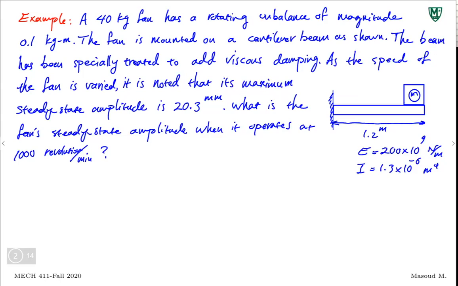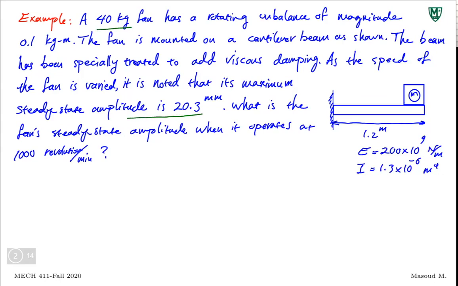All right, so we have a 40 kilogram fan. We have some structure, and we can model that as a cantilever beam. The fan is sitting on the tip of this beam. Now, it's specifically mentioned that this system also has viscous damping. So some C or damper; we can imagine that they treated this beam, added some material to it to make sure that it has enough damping. Now they vary the speed of the fan while it is working, and they realize that its maximum steady state amplitude is 20.3. So this is the maximum steady state amplitude.